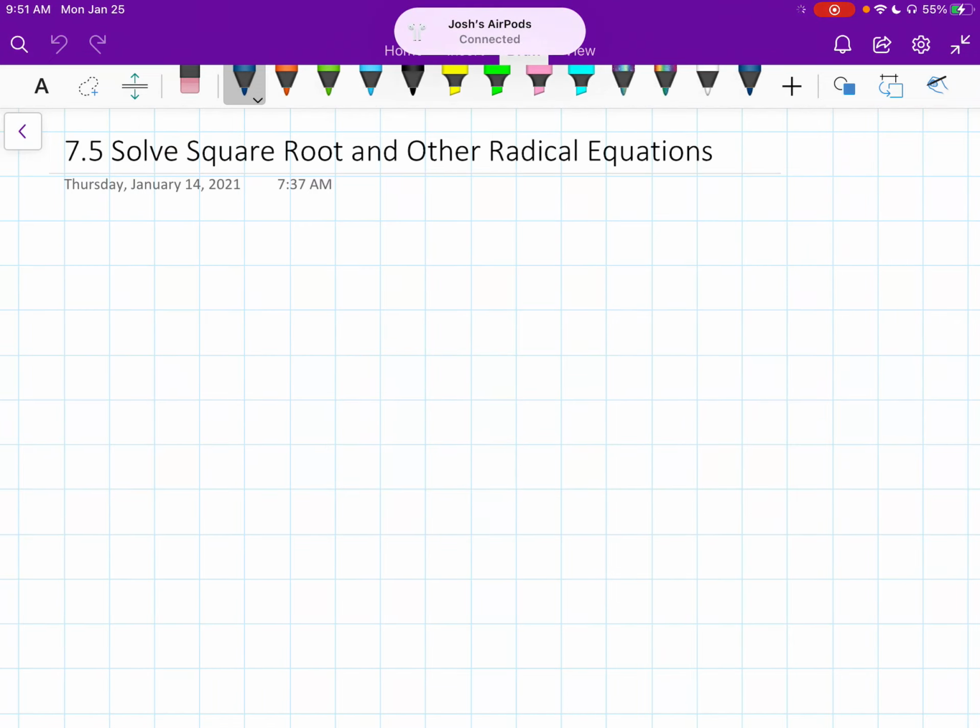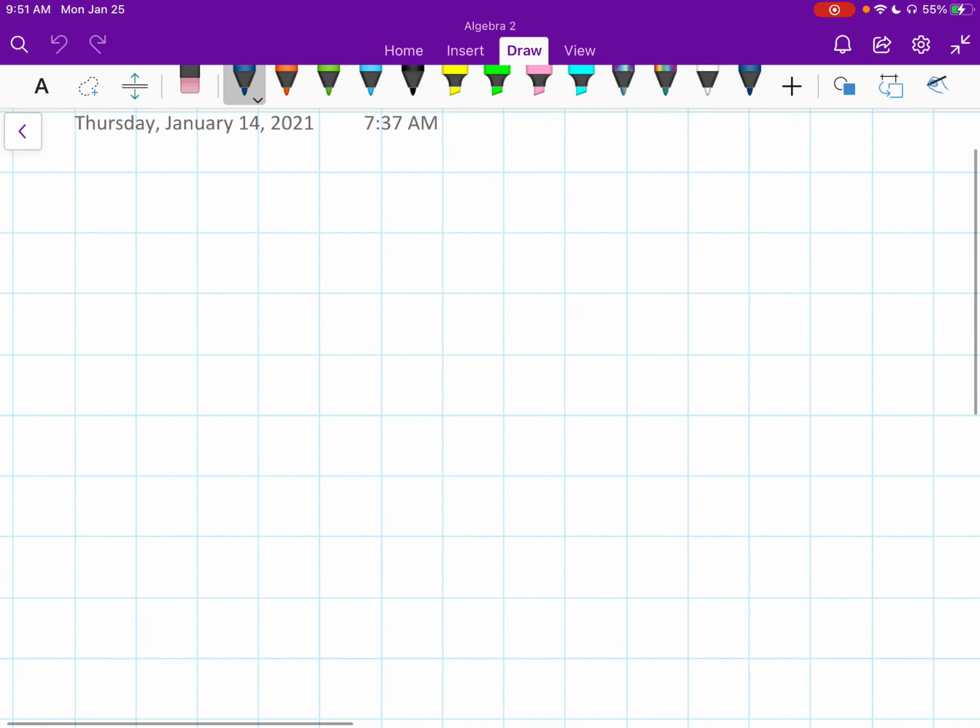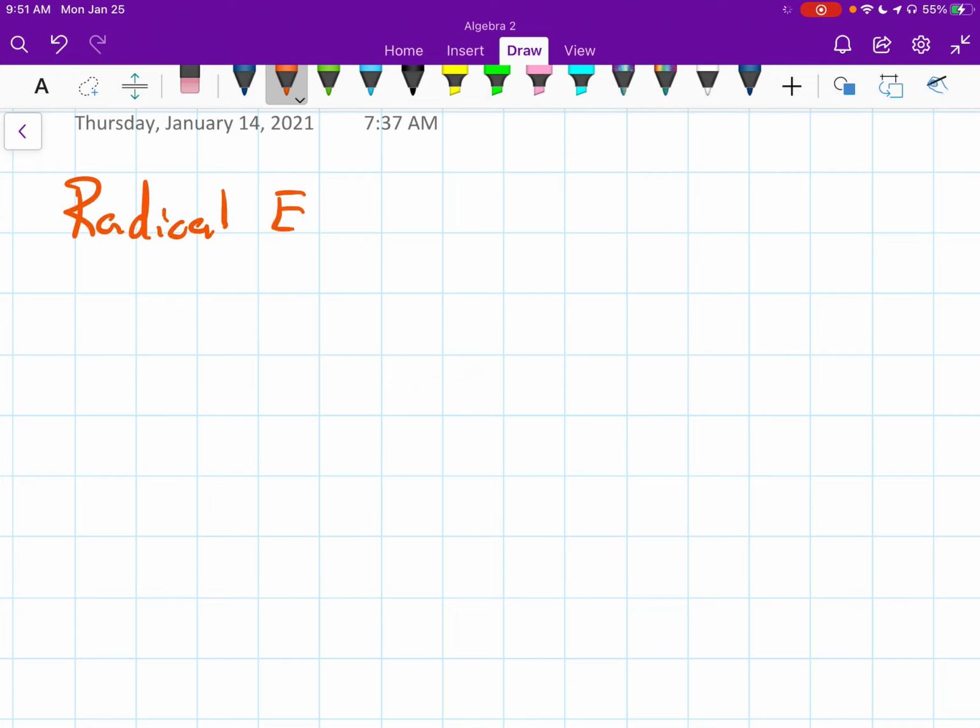All right, 7.5, solving square root and other radical equations. So starting off, what is a radical equation? A radical equation is an equation that has a variable in the radical or a fractional exponent.